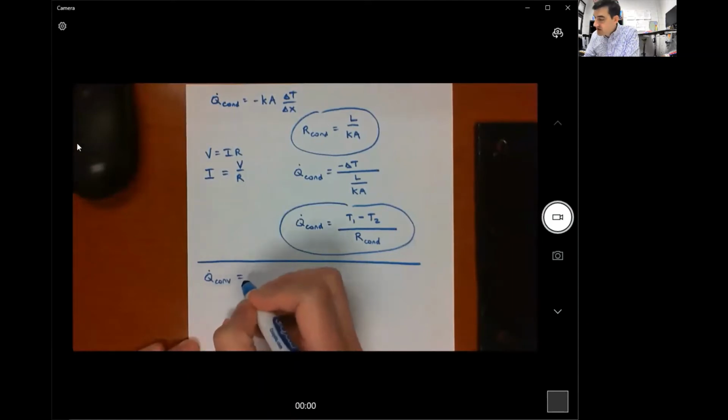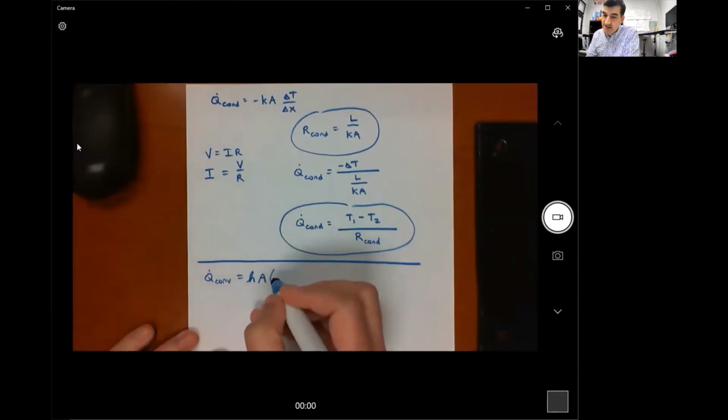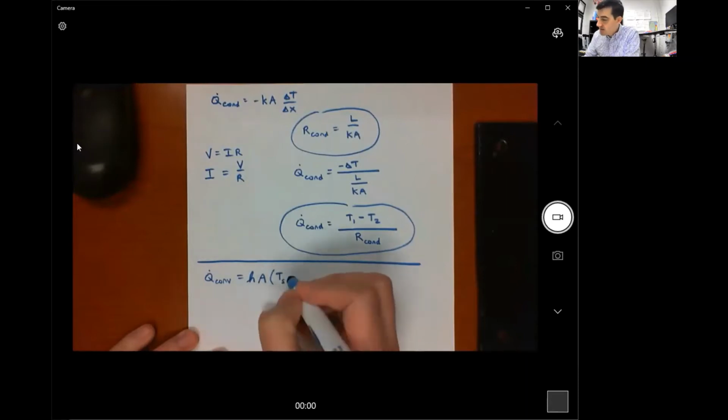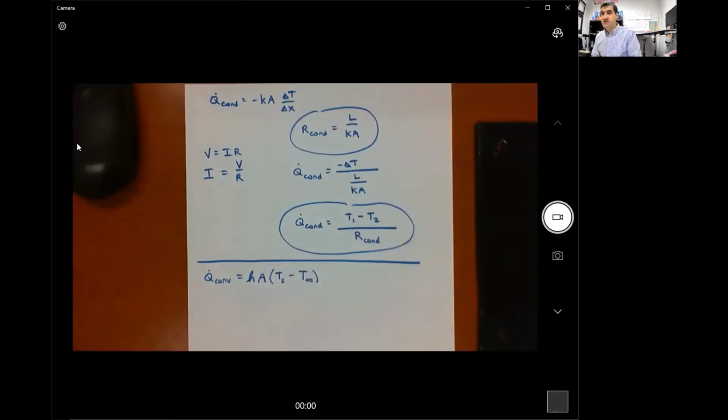Q convection equals the convection heat transfer coefficient, h, times A for the area. Once again, that's the surface area through which heat is being transferred from the solid to the fluid or vice versa, times the temperature difference, Ts, which is the surface temperature of the solid, minus T infinity, which is called the bulk fluid temperature of the fluid. So that's the temperature of the fluid far away from the solid surface. Think about it as kind of like the average fluid temperature. So this is kind of like a delta T.